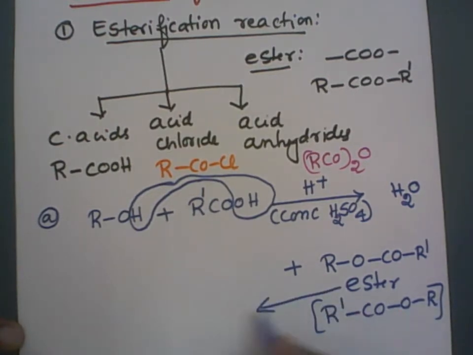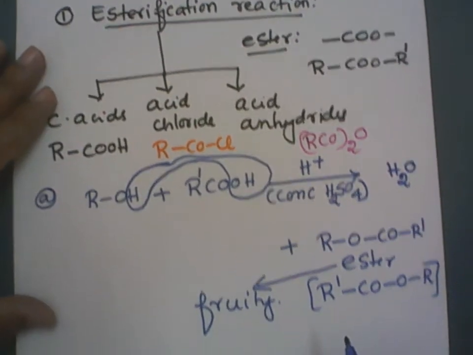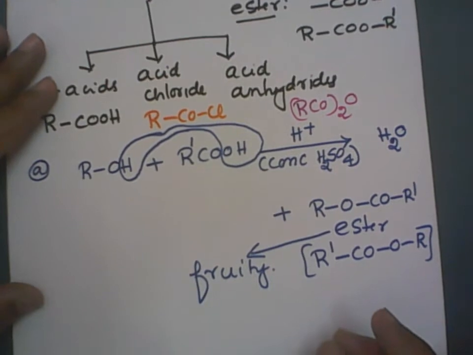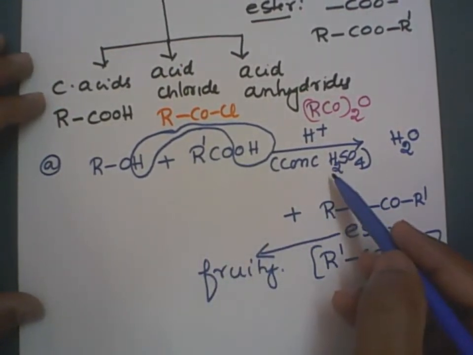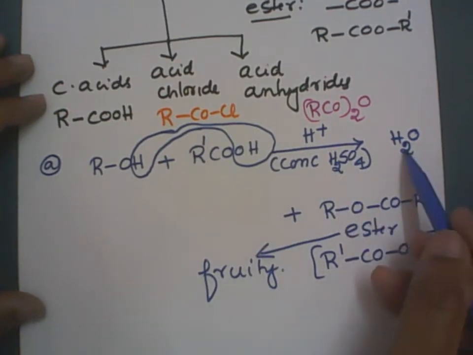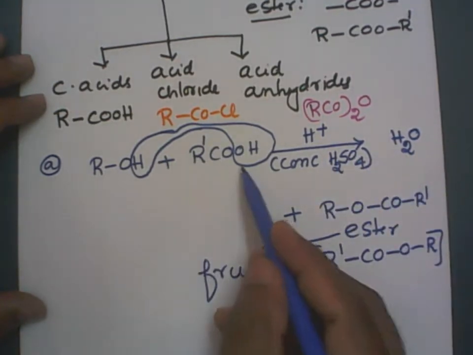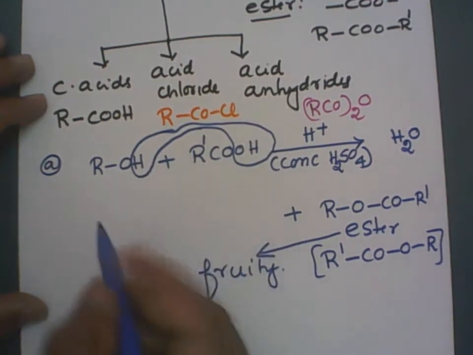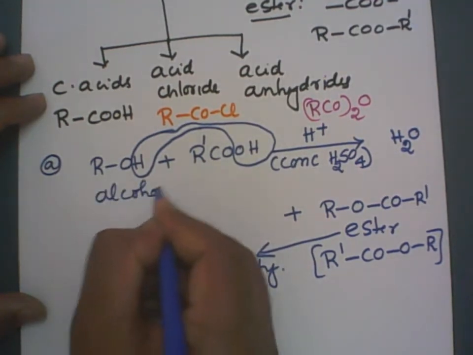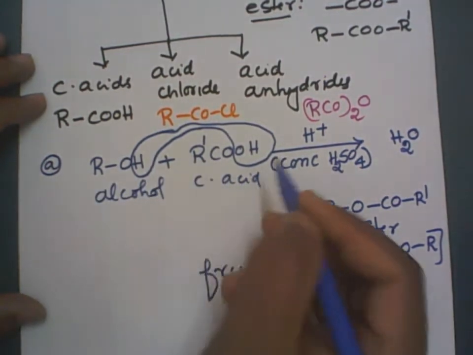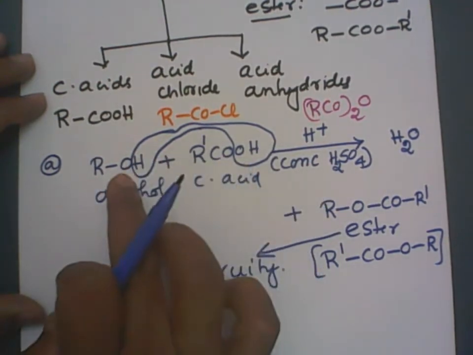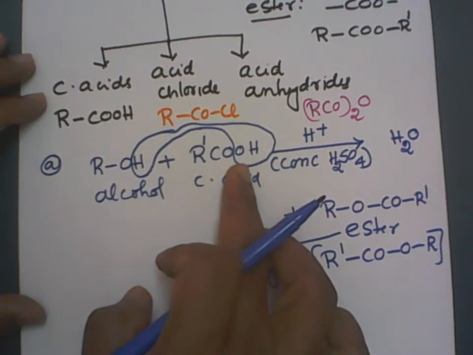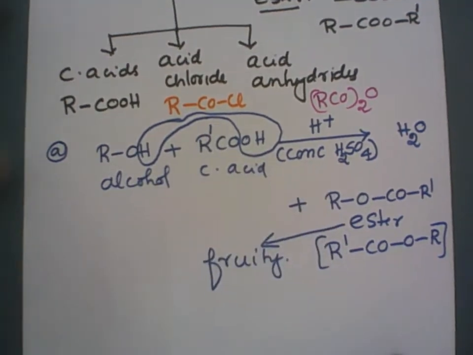And generally esters have got a fruity smell. That's why these compounds can also be used in fragrance. This is the first reaction. What is the role of concentrated sulfuric acid? It acts as a dehydrating agent, removes water molecule from two molecules, alcohol and carboxylic acid. Here, water molecule is removed from two different substances, intermolecular dehydration.